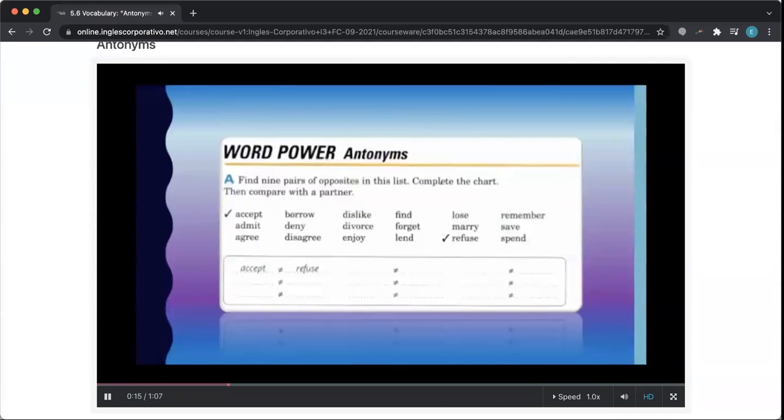Accept. Admit. Agree. Borrow. Deny. Disagree. Dislike. Divorce. Enjoy. Find. Forget. Lend. Lose. Marry. Refuse. Remember. Save. Spend.